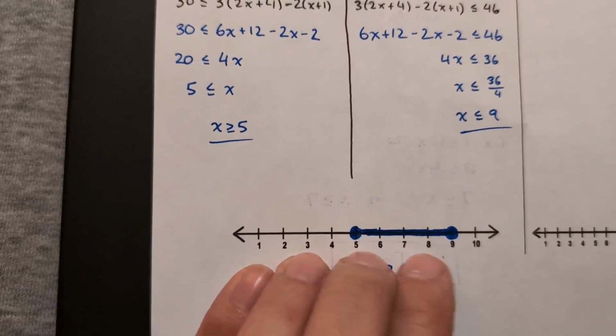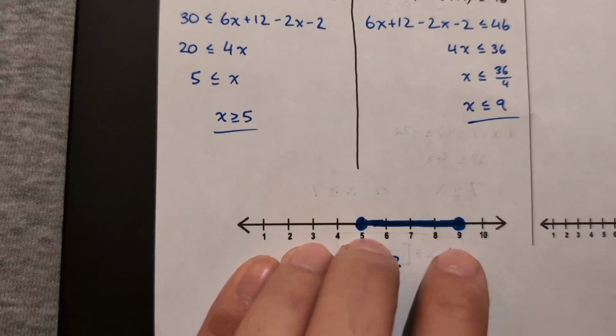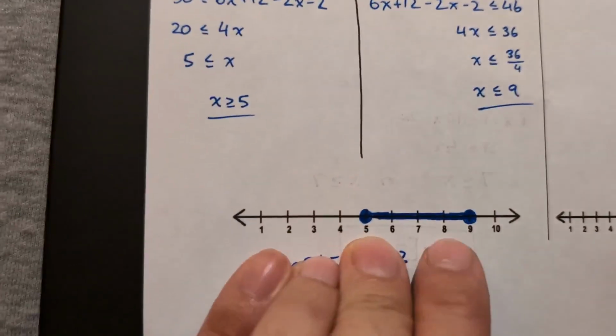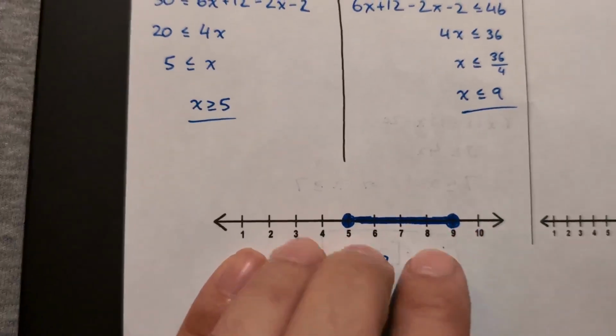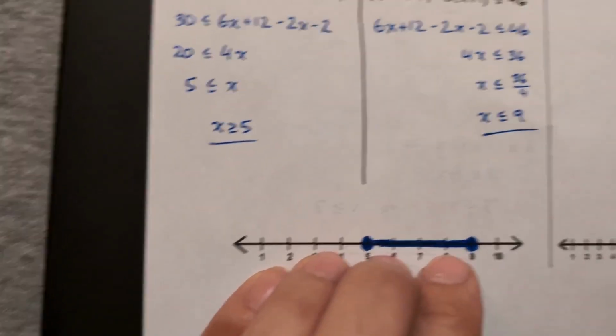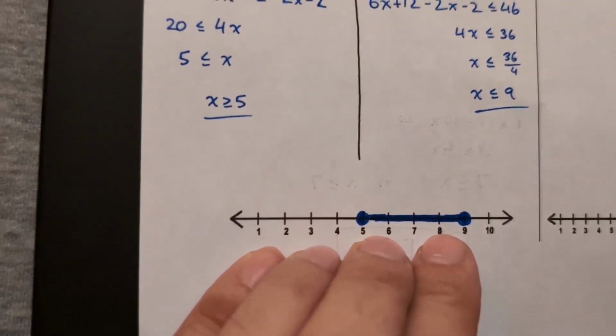For the number line, I'm going to use big closed circles at 5 and 9 because I want to include those values. We can be equal to 5 or equal to 9, and then it's just we're filling in that number line between the two things. So yeah, we're everything from 5 to 9, including 5 and 9.